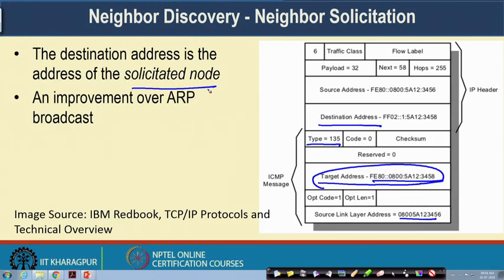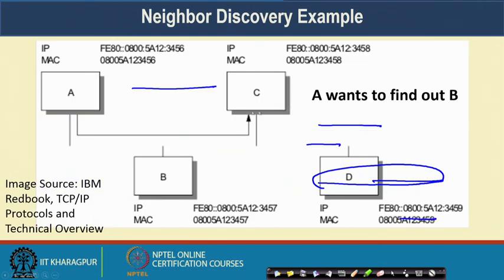In this preceding example, say node C is the solicited node of node A. So, node A will send the query to node C and then node C will find out the path to node B and then inform node A.